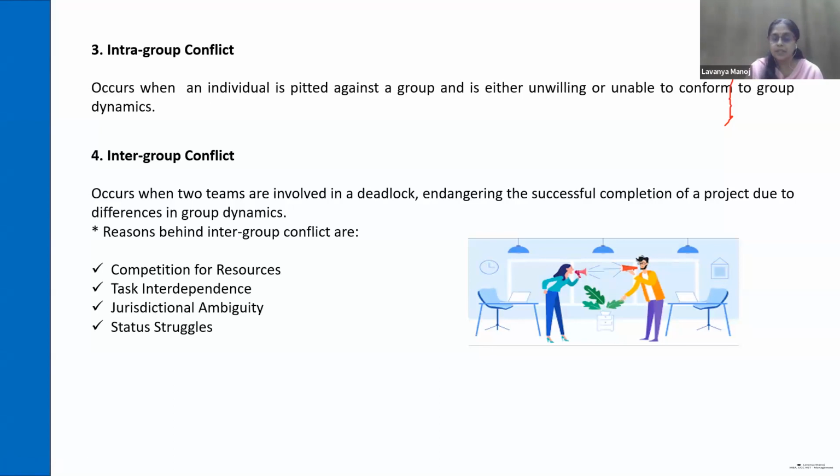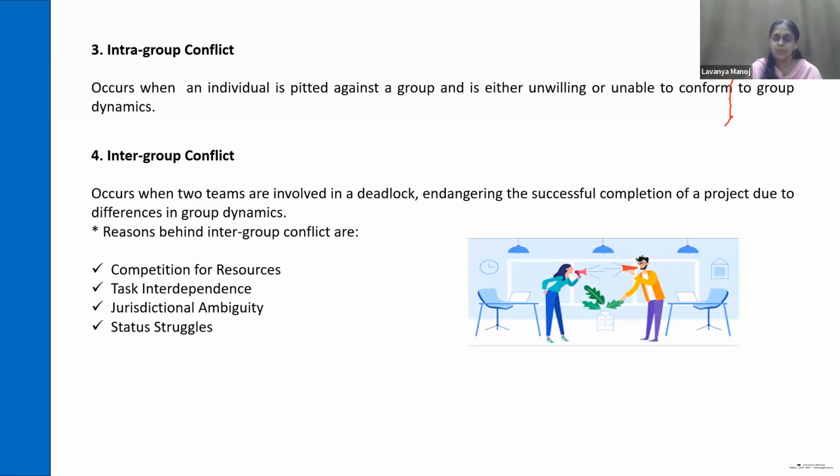Then task interdependence. It depends upon the task, depends upon the skill set, who is going to do the best. And if a member from one team is not skilled in one particular task, a member from another team may be skilled in some other task. And jurisdictional ambiguity.